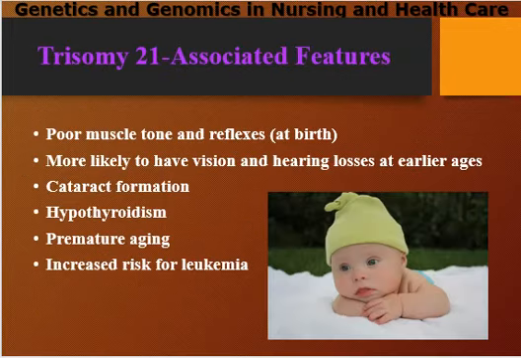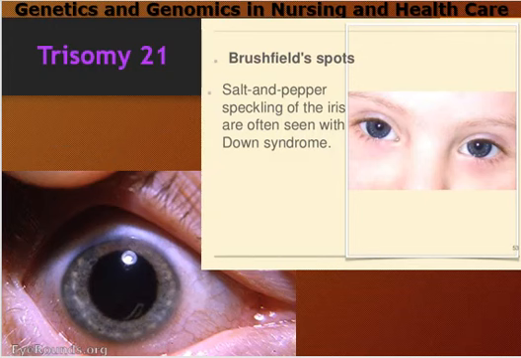They have poor muscle tone and reflexes at birth. They are more likely to have vision and hearing losses at earlier ages, along with cataract formation. There's a high rate of hypothyroidism among trisomy 21s. Premature aging, and they have an increased risk for leukemia. So here's a picture of those Brushfield spots, that salt and pepper speckling of the iris that's often seen in Down syndrome, all the way around the eye there.